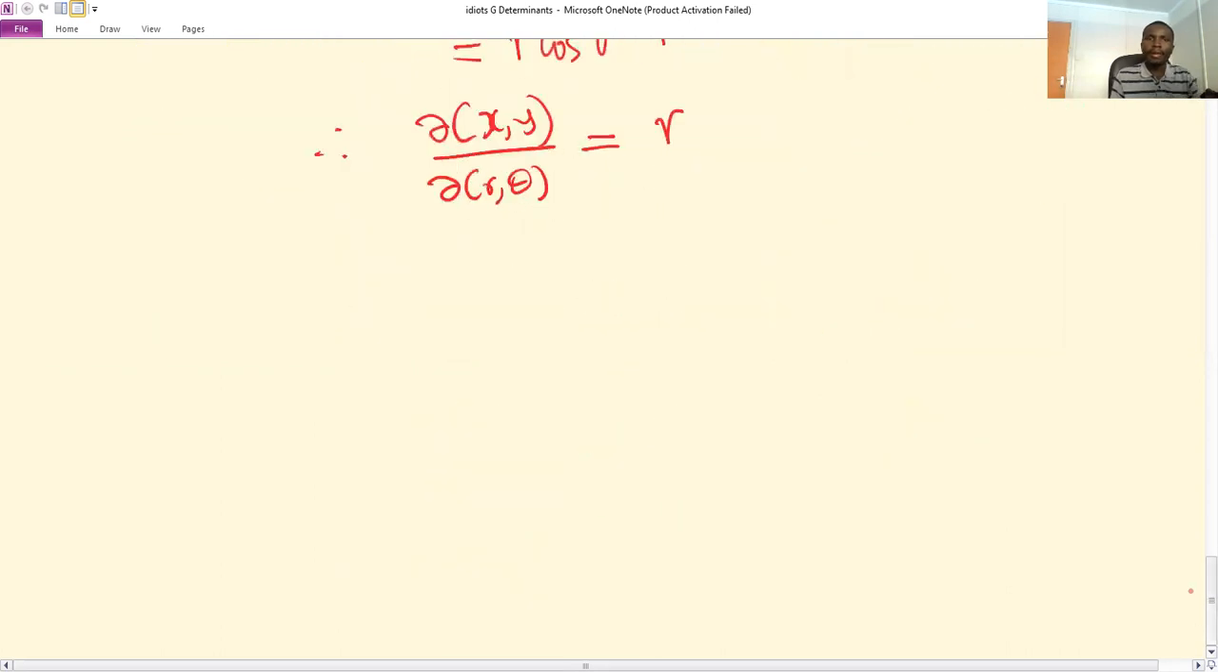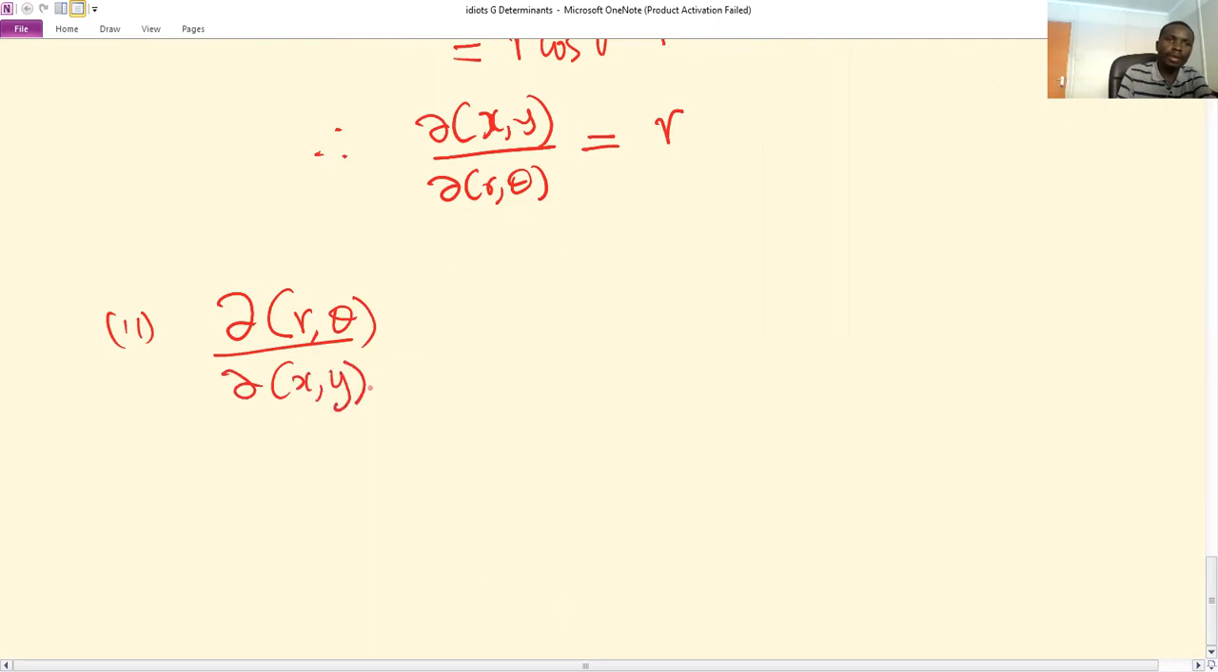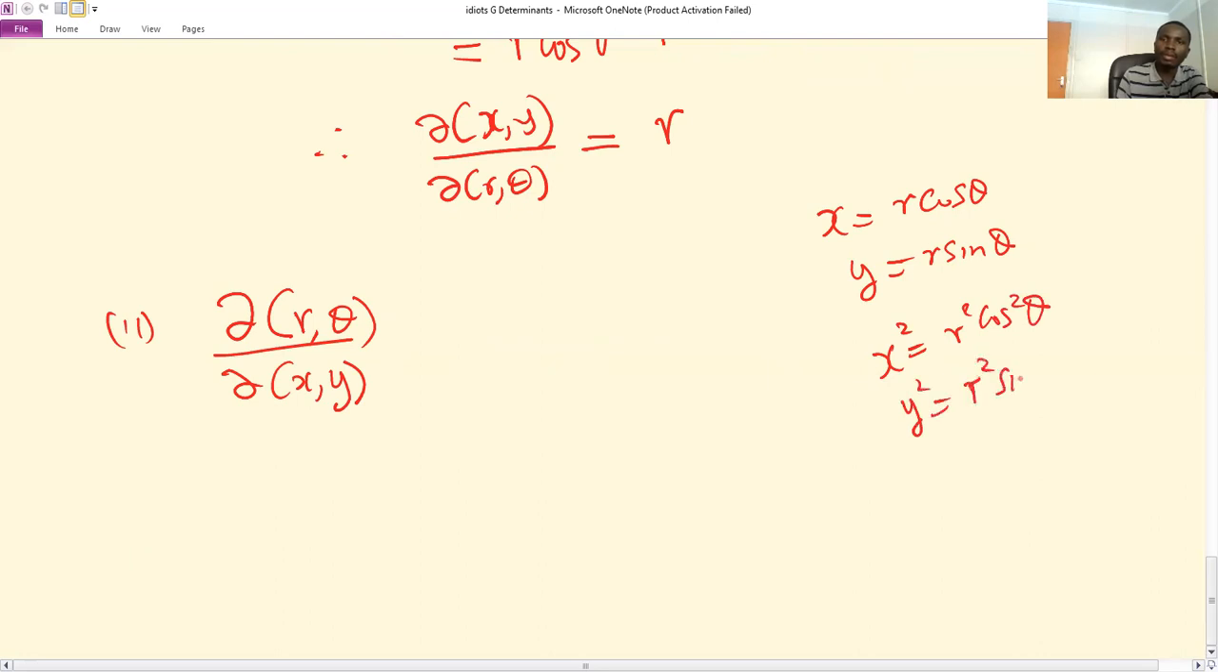And then, part 2, we have to calculate partial r theta over partial x y, which is the Jacobian of r theta with respect to xy. Now, we have been given that x is r cos theta and y is r sin theta. Squaring these two equations, we have x squared equals r squared cos squared theta, and y squared equals r squared sin squared theta.